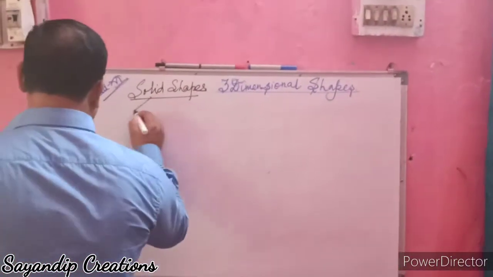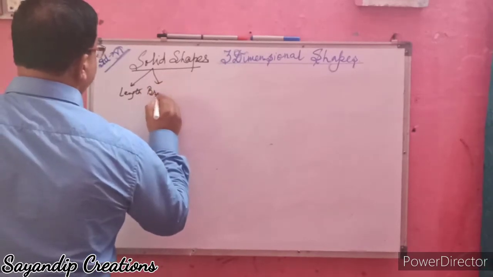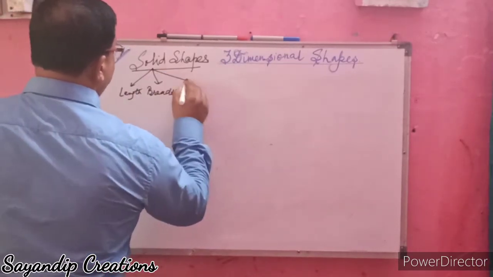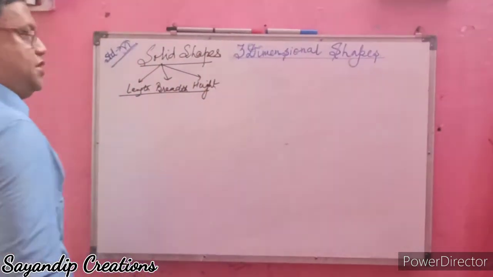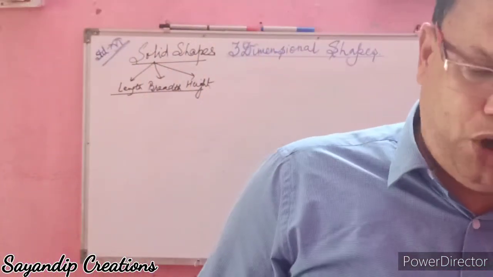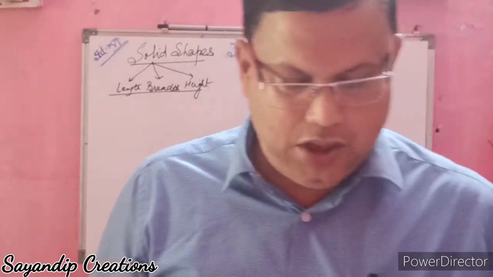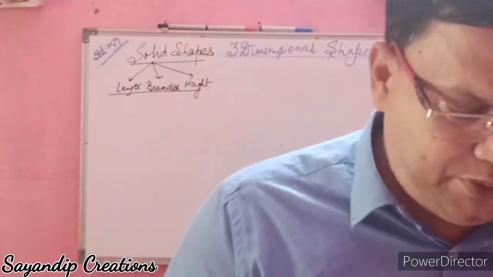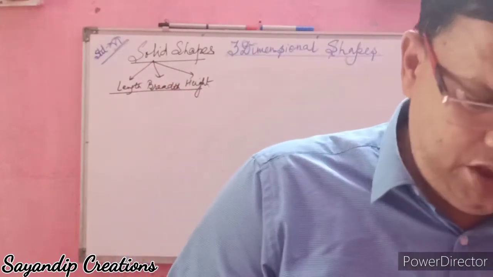Now, what do three-dimensional shapes mean? It has got length, it has got breadth, and it has got height. Fine. Do you understand, students? Now, three-dimensional shapes can be broadly categorized into three categories. First one is prism. In that we get square prism, triangular prism, hexagonal prism, pentagonal prism, and then the second one will be pyramid: triangular pyramid, square pyramid.